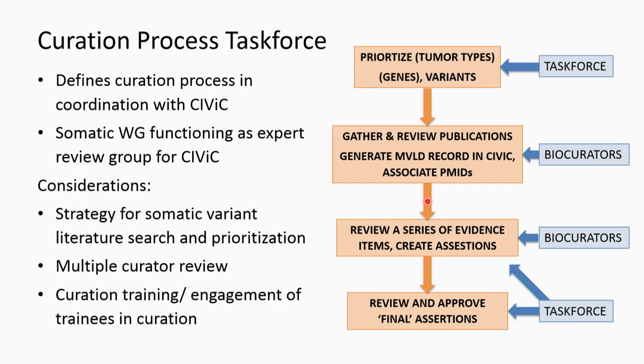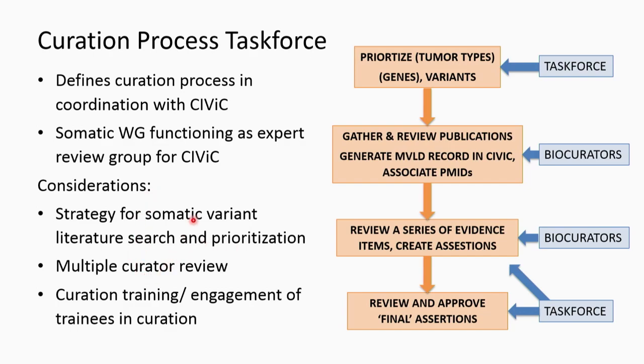Once there is a sufficient series of evidence about a particular variant or a gene, that gets reviewed, and we decide whether there is sufficient evidence to create an assertion, which is a quick summary about clinical relevance of a particular gene or variant supported by evidence. And then those assertions are additionally reviewed and approved by task force members.